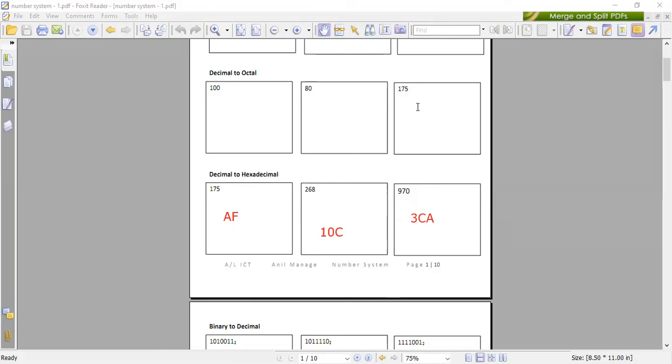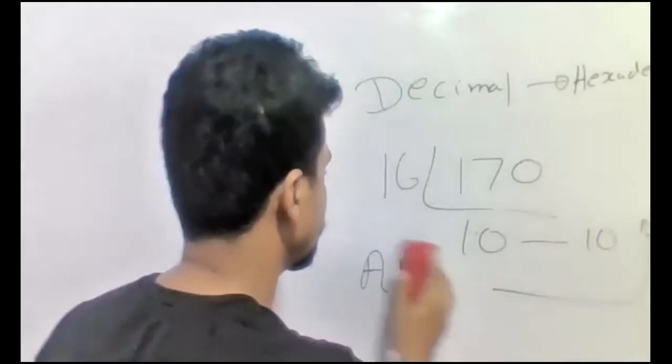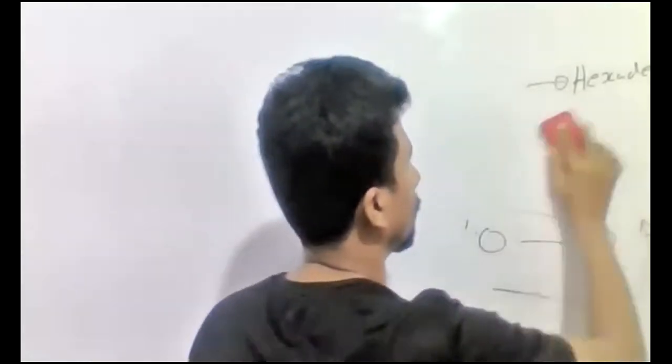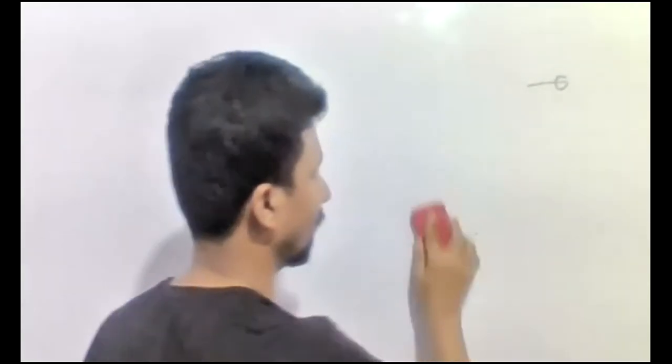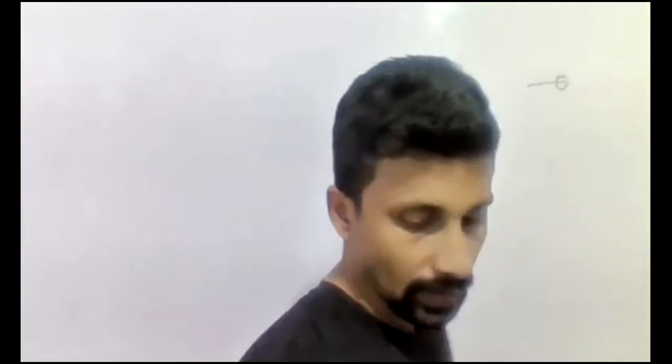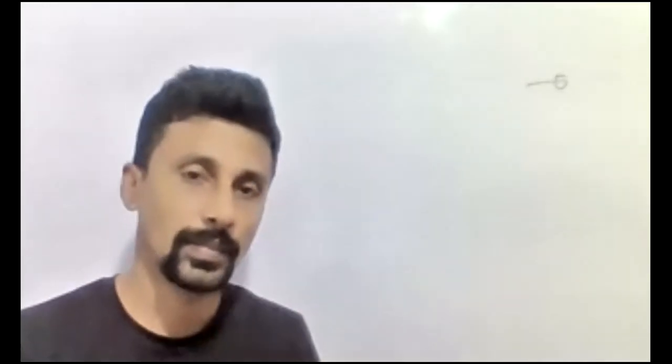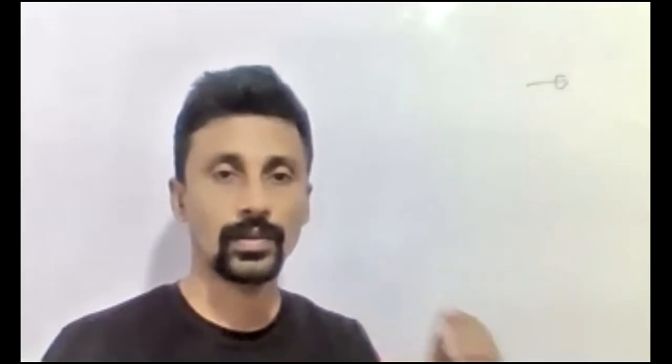Then we'll go to binary to decimal conversion. Write down the topic. Now you know that any decimal value, if you want to convert it to hexadecimal, binary or octal, you have to divide by that base value. For binary we divide by 2, since the base value is 2. When we divide by the base value, we can get it quickly.